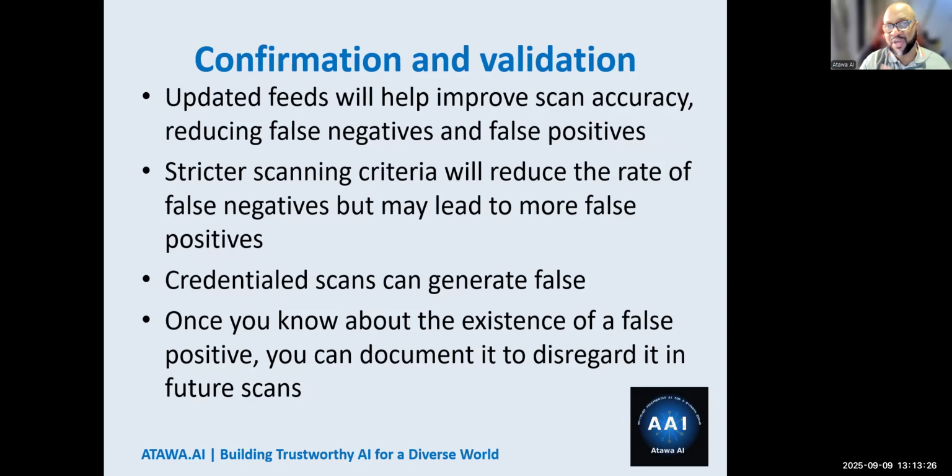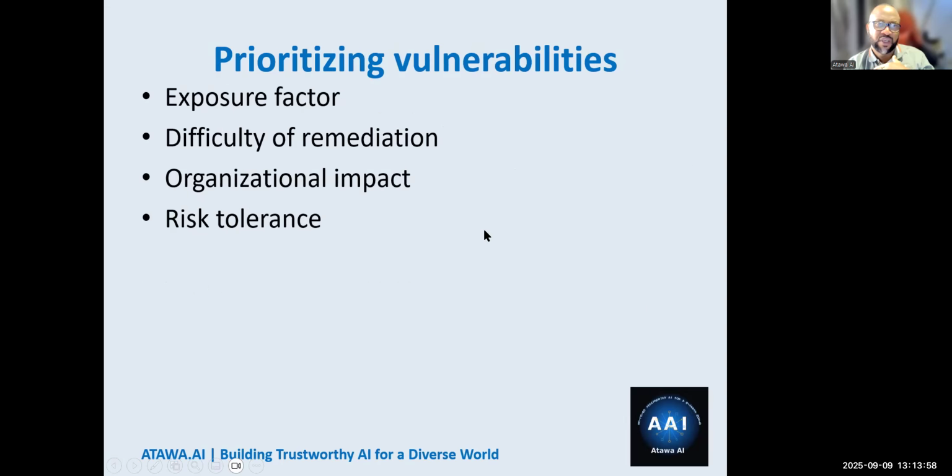Credential scans can generate what I call false positives. But here, security scanning will reduce the rate of false negatives, but may lead to more false positives, which means you thought there was an error, there wasn't an error, right? So if you see a false positive, document it to disregard it in future scans. In other words, it wasn't a bad thing, you thought it was a bad thing. Maybe that's not as dangerous as if something was bad, you said it wasn't bad, right? That's what you need to be careful about. So you watch out for false negatives. You watch out for false positives too, but a false negative is something that you want to make sure that you fix. So prioritizing your vulnerabilities, difficulty of remediation, the risk tolerance of the organization, these are things that you need to take into consideration, right?